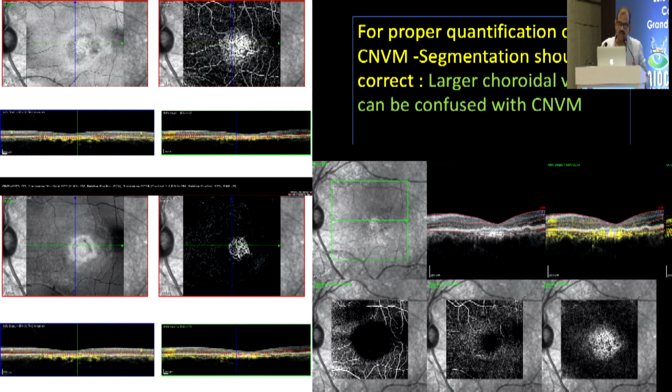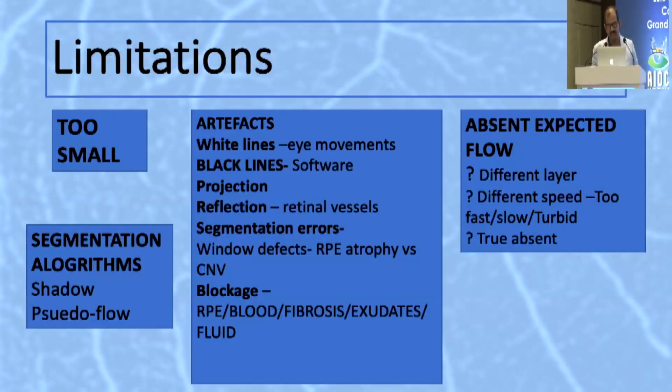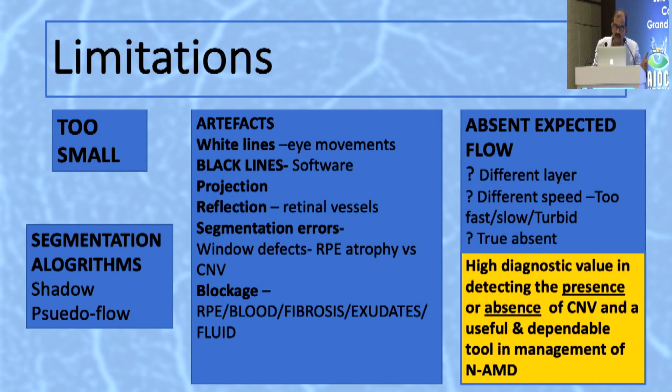So one important thing I want to convey is, for proper quantification and proper detection of choroidal neovascular membrane, segmentation should be correct. If your segmentation is not correct, you will not make the correct diagnosis. For that, you have to sit on the machine and diagnose the things yourself. There are limitations. Dr. Avnindra has already explained those various artifacts and limitations, but still, OCT angiography has high diagnostic value in detecting the presence or absence of choroidal neovascular membrane, and is a useful and dependable tool in management of neovascular AMD.